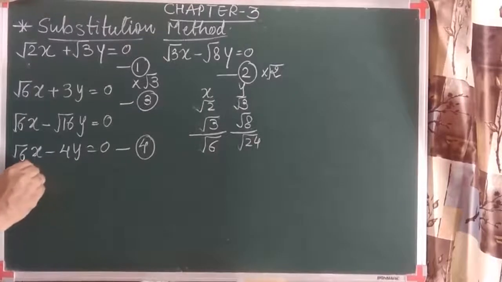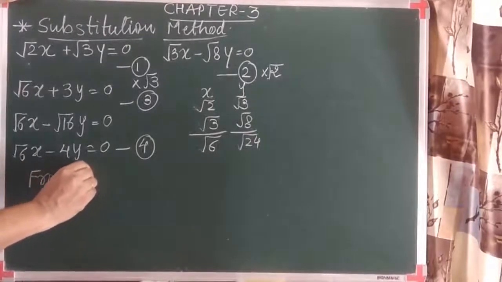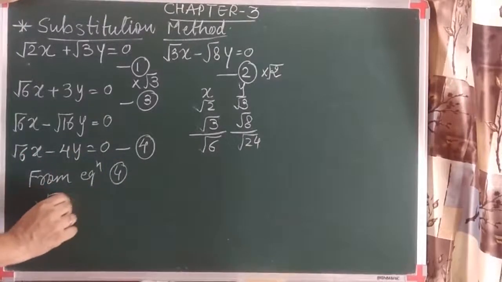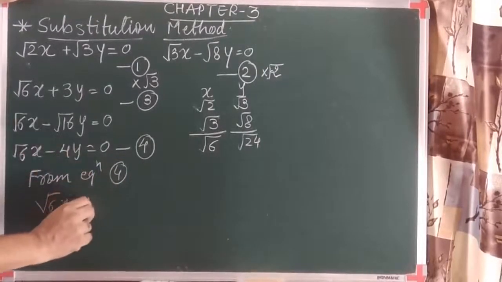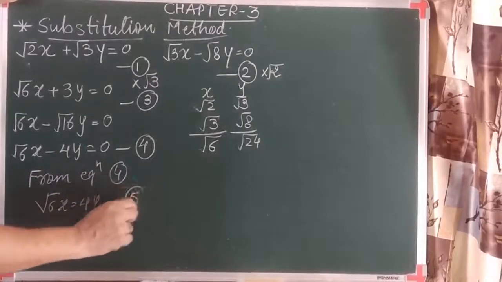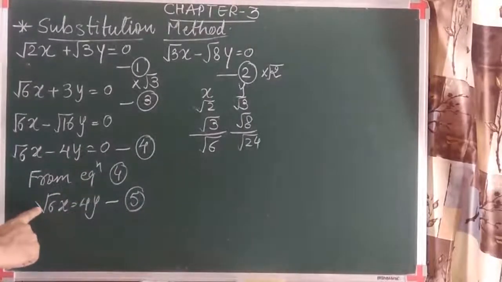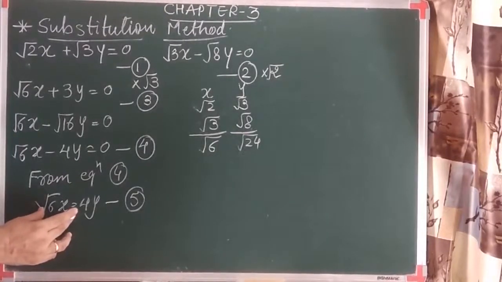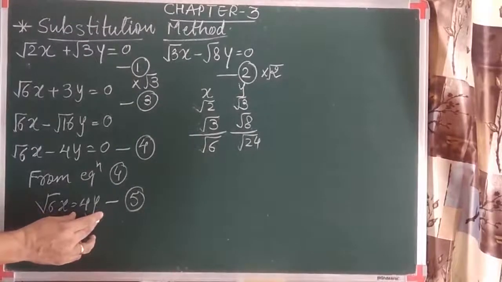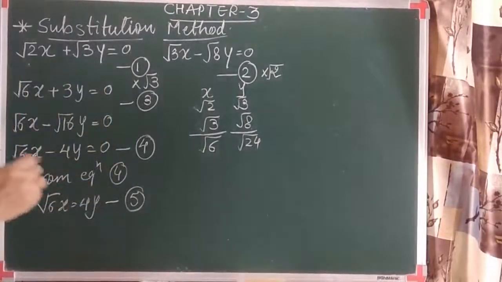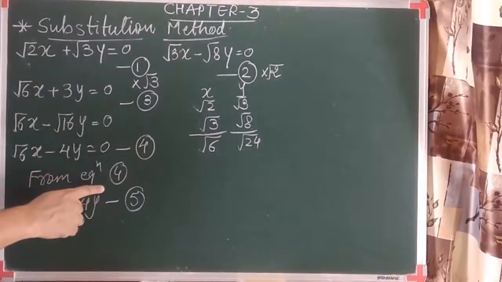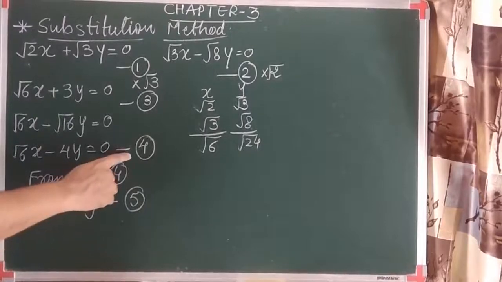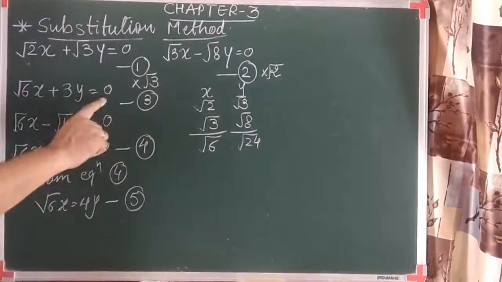So from any of the equations, from equation 4, I'll make root 6x the subject. Root 6x is equal to 0 plus 4y. See why I am doing this. What is the reason? I won't make x the subject, the whole root 6x as the subject. So this value now will be directly substituted in which equation? 3. Because this we obtained from equation 4. Where did we get this value of root 6x from? From 4. So this value should be substituted in the other equation.